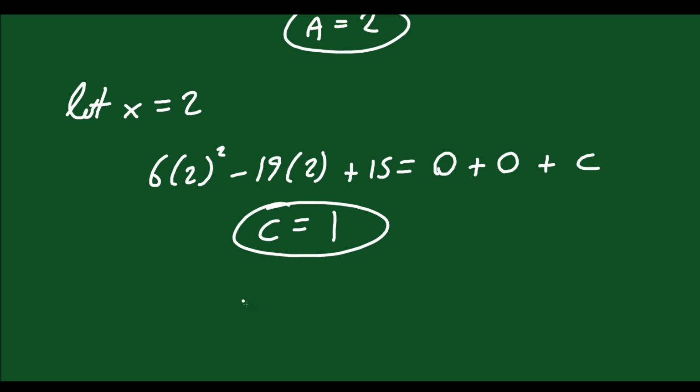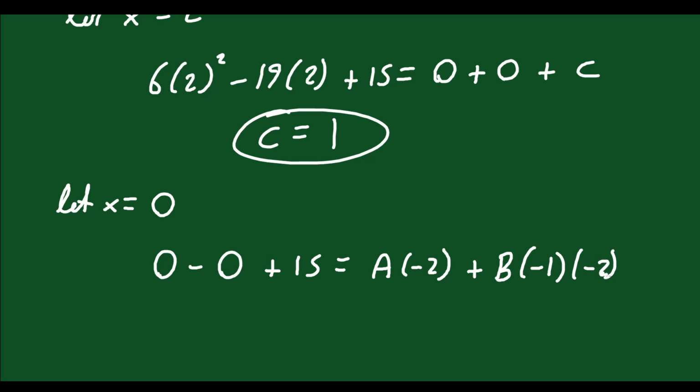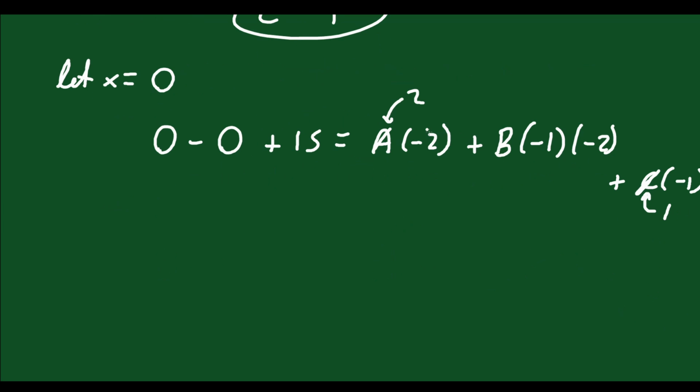Okay, and now we just have to solve for b. So to make it nice and simple, I'm just going to let x equal 0, and that's going to get rid of a bunch of terms for us. So we'll have 0 minus 0 plus 15 equals a times negative 2 plus b times negative 1 times negative 2 plus c times negative 1. And remember, we said c is 1. Get rid of that, put a 1. And we said a is 2, so get rid of the a, put a 2. And then we can isolate for b. Oh, and don't forget this negative 2 here is squared. Can't forget that, very important. Negative 2 squared is 4, times 2 is 8. So on the left here, you'll have 15. Bring that 8 over here, minus 8.